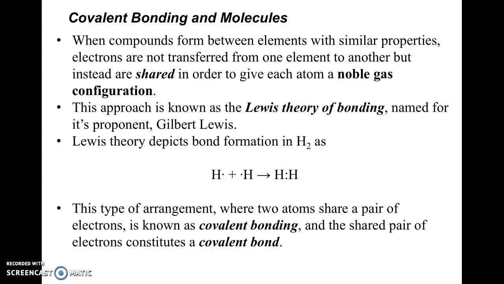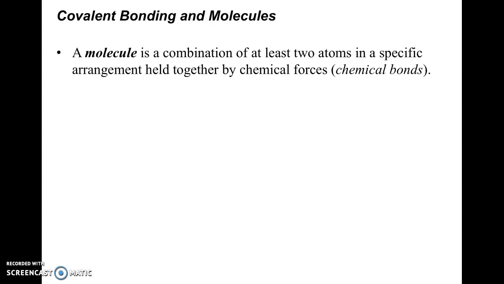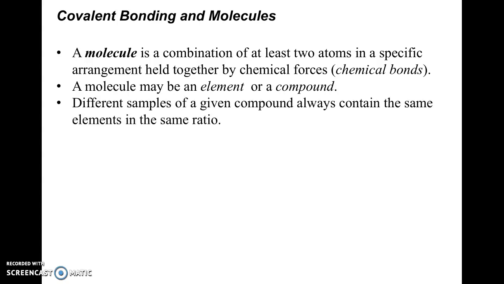And so this sharing of electrons is known as covalent bonding, and the shared pair of electrons make up a covalent bond. So a molecule is a combination of at least two atoms in some sort of specific arrangement held together by chemical bonds. A molecule can be made up of just one element, or it can be a compound, meaning it's made up of different kinds of elements.